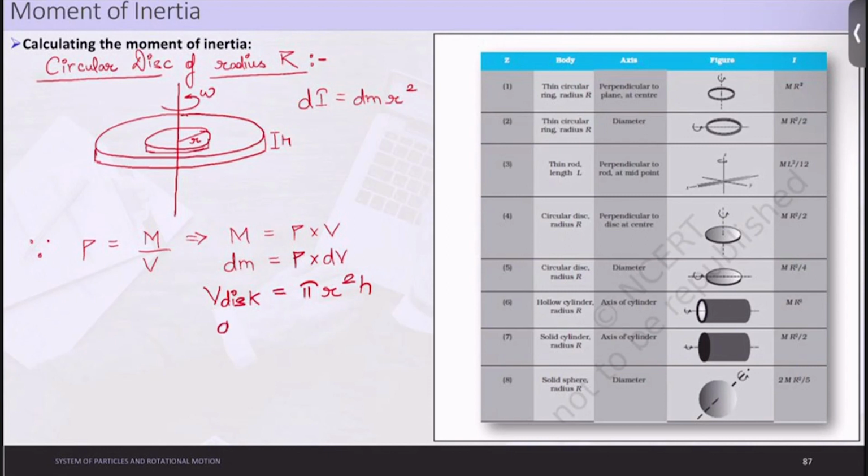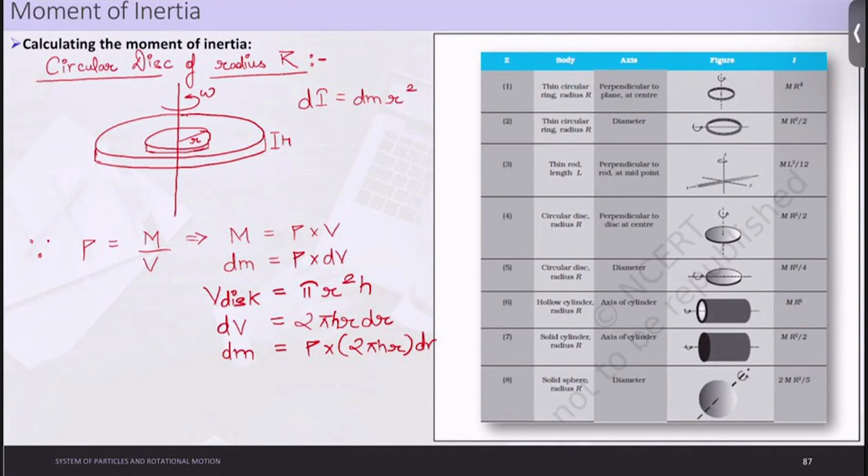So what will be your dv? Just simple differentiation will give you 2 pi r dr into h. h will also be there. So 2 pi r h dr. Okay, fine. So if dv is known, in the place of dm I can write this. dm is nothing but equal to rho multiplied by 2 pi h r dr. Correct? So I hope the concept is clear till now.